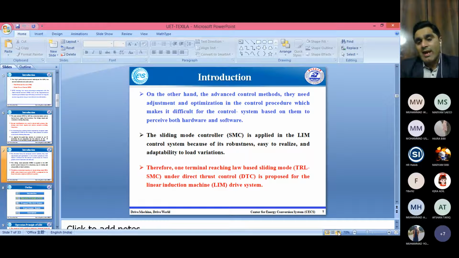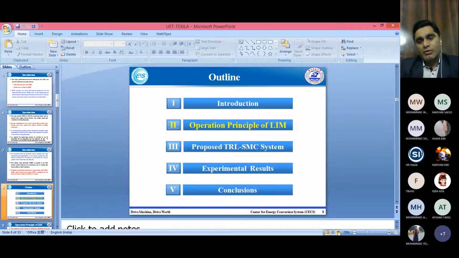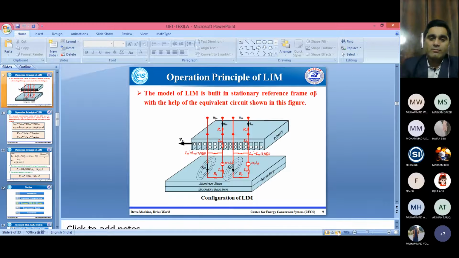Therefore, here I choose one type of slide mode control, which is known as terminal reaching law based slide mode control under direct thrust control, DTC, proposed here for the induction machine drive system. So that was the introduction. Now we are talking about the operation principle of a linear induction machine. So how does the linear induction machine work?